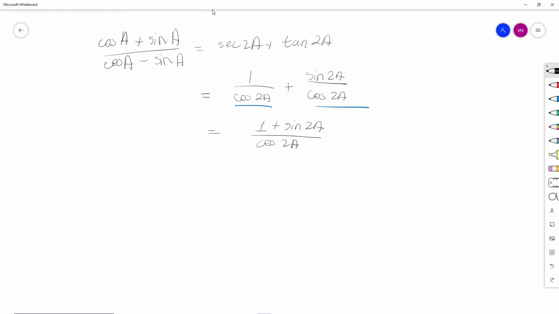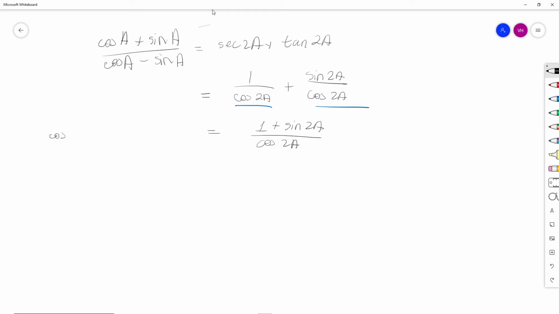Okay, and now let's look at the left side. So the left side, cos plus sine and cos minus sine. What rule do we know that we can turn this into a quadratic, a difference between two squares? Well, we can multiply by the positive of the denominator, both top and bottom, to get the square of this expression. So let's do that.